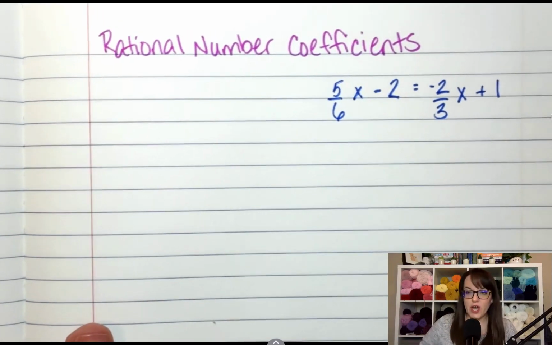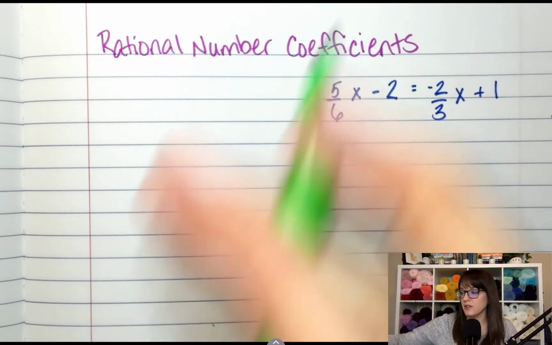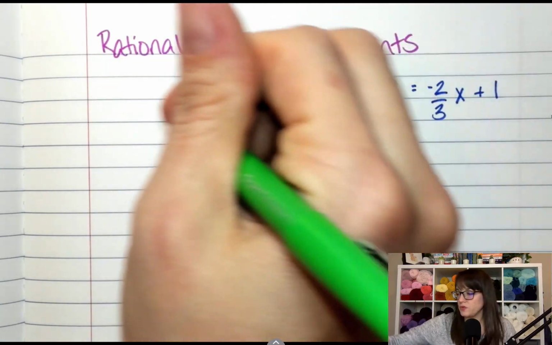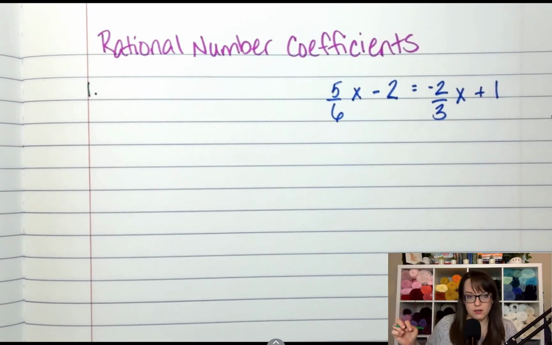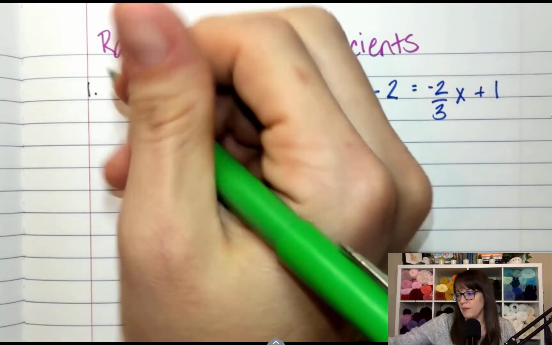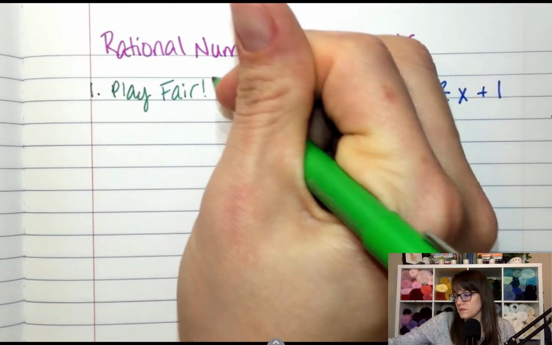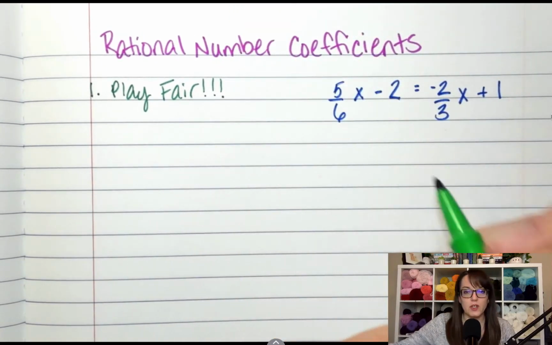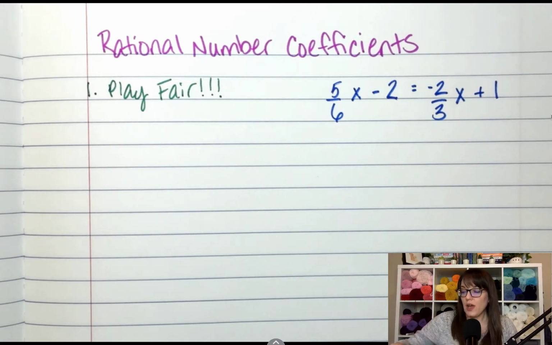All right, now at first thought, many people are going to see this and panic. Don't panic. Again, the goal for today is to make this easier. So step 1. We have to play fair. If I do something to one of these pieces, I have to do it to all of them. Play fair. Treat everything equally.